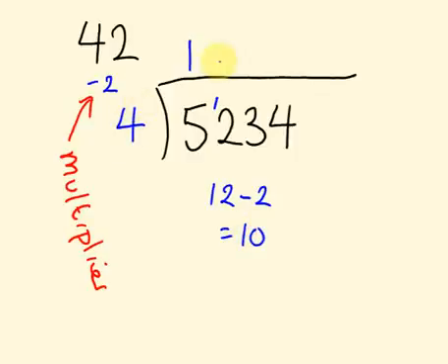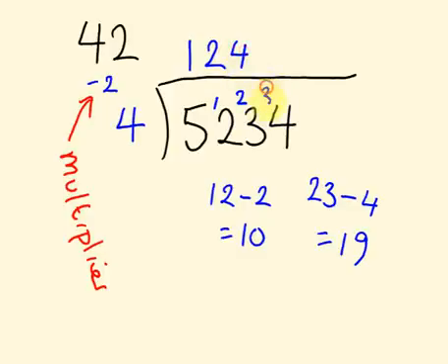10 divided by 4 is 2, remainder 2. Okay, so what have we got now? We've got 23, and what we're going to do with this 23 is take this 2 and this -2. 2 times -2 is -4, and we're taking that off. We get the answer of 19. 19 divided by 4 equals 4, with a 3 remainder.